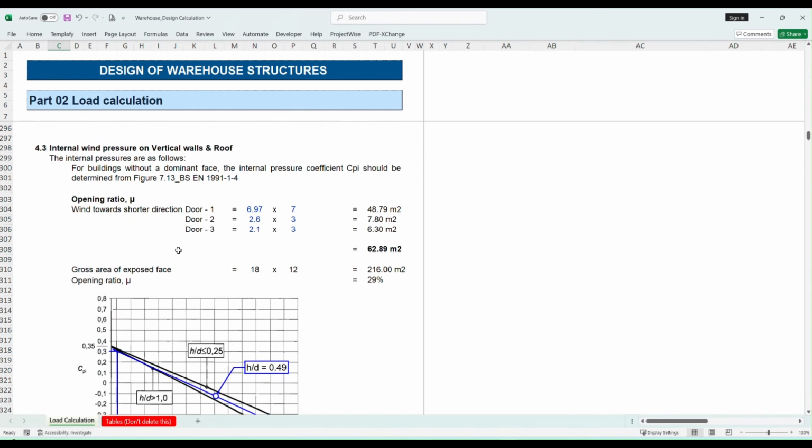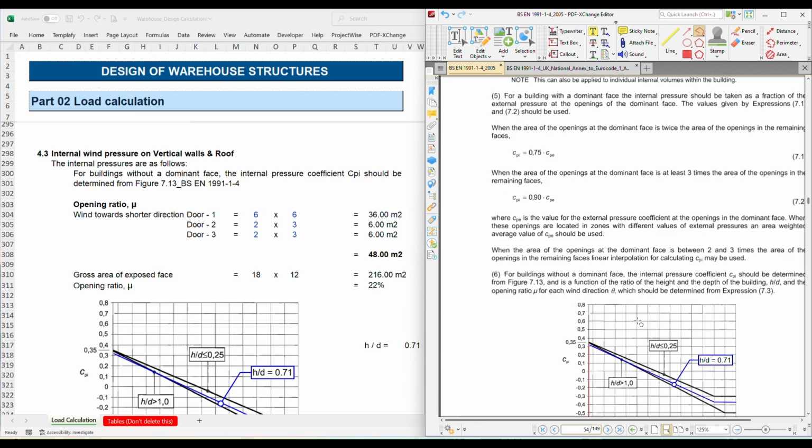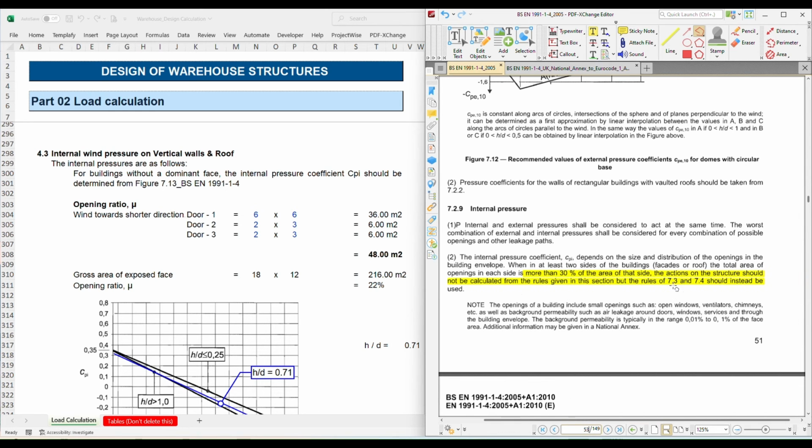And coming to the internal wind pressure coefficient, it can be calculated based upon figure 7.13 of BS EN 1991 part 1 section 4, clause 53. It is mentioned that if the openings are more than 30%, then we need to follow 7.3 and 7.4. So for that we need to check our openings. In the shorter direction we have 3 doors: the first is a rolling shutter of 6 by 6 meter, and the other 2 are 2 meter wide and 3 meter high doors.